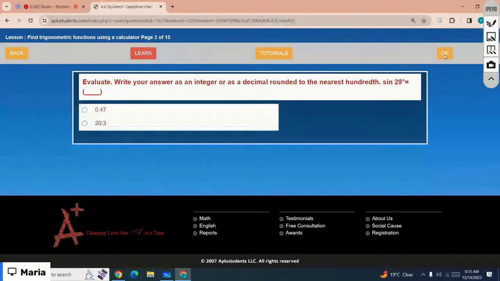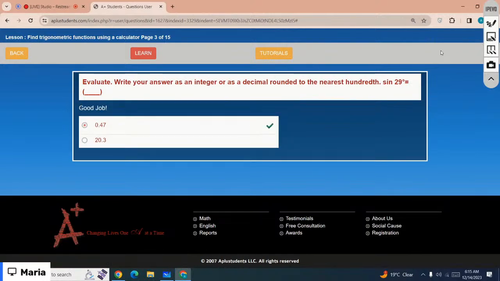Okay, the next one is evaluate. Write your answer as an integer or as a decimal rounded to the nearest hundredth. You have to calculate sine 29. So which is the correct option? Just evaluate on your calculator. Option number 1 is the correct option. 0.47 is the correct option.